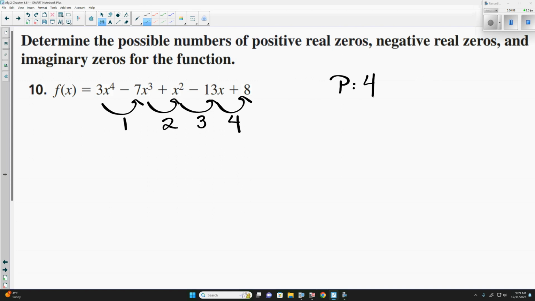So the number of positive solutions we can have is 4. So we can do our subtraction and subtract 2 from it and get 2, because we could also have 2 positive solutions. Can we do it one more time? So the number of possible positive solutions we can have is 4, 2, or 0.